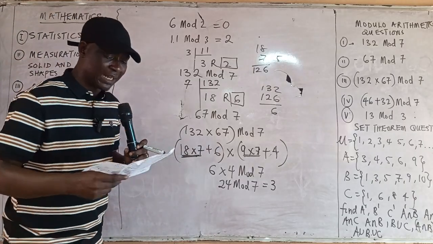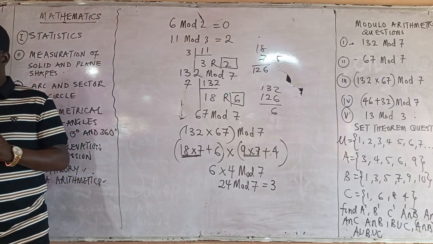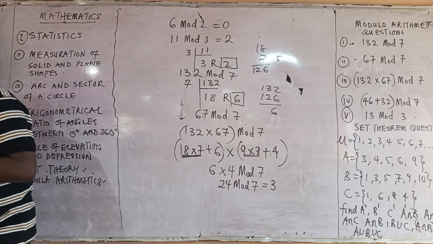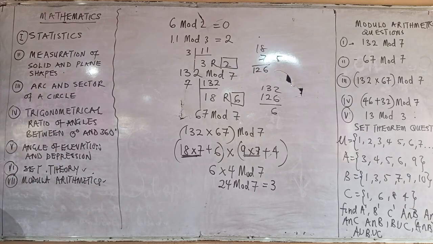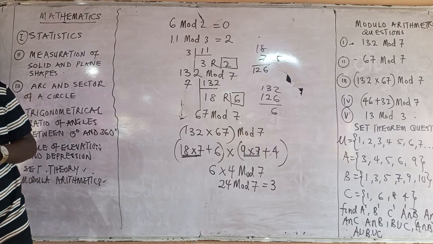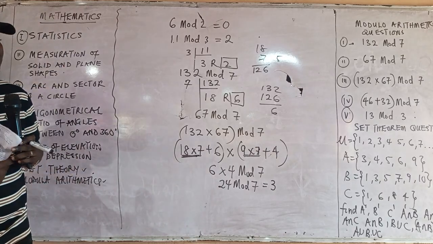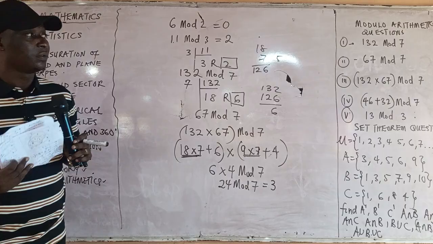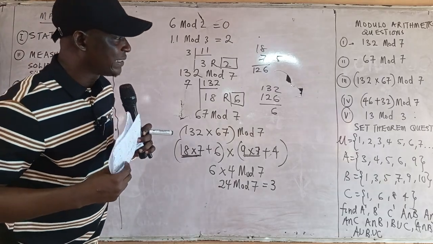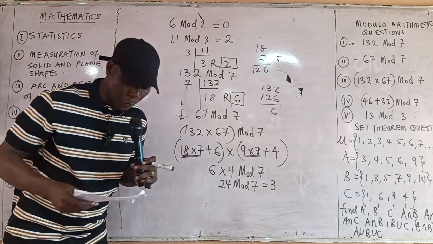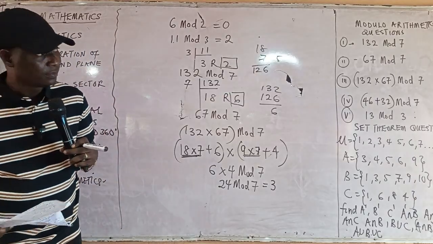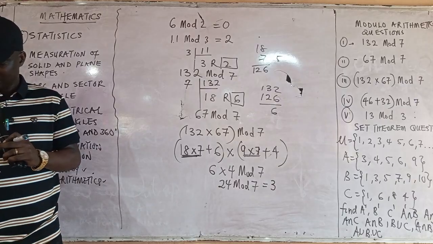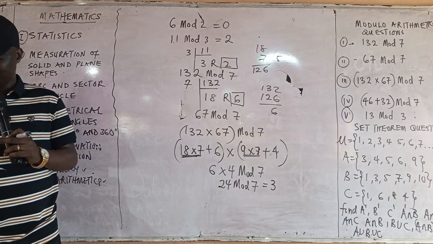So you can try the other one and then send your answer to us in the comment section. Ensure you try it. What is that other one? 13 mod 3, then 46 plus 32 mod 7. So that is just that for modular arithmetic.